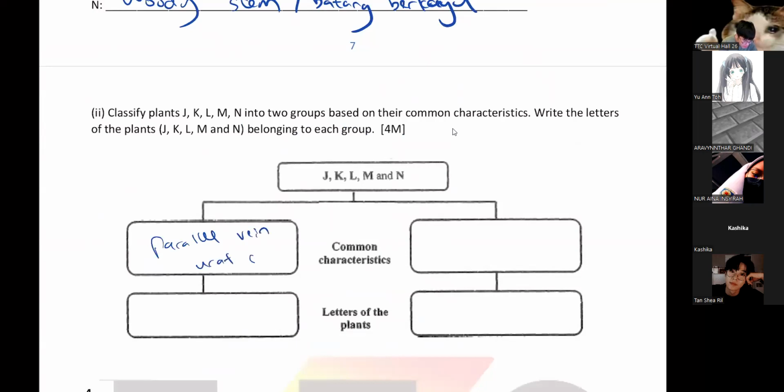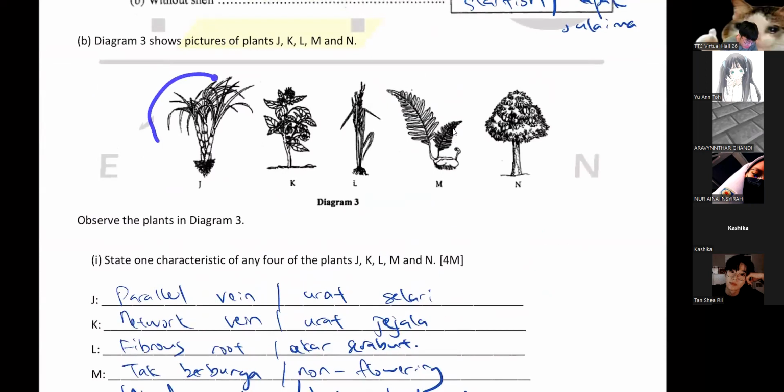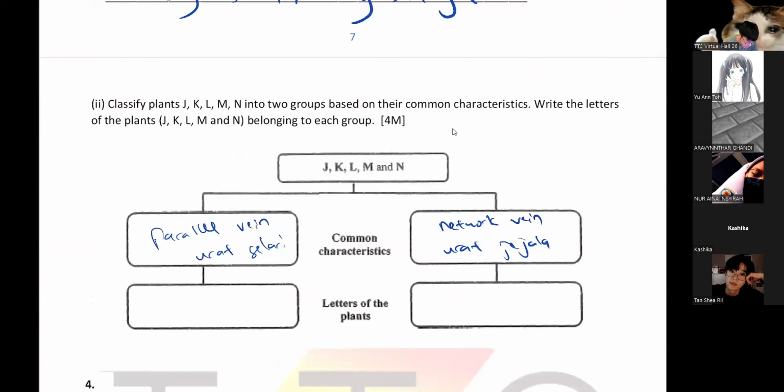Okay, urat selari. And your network vein. Okay, urat jejala. So who is parallel? This fella, J, L, and M. So J, L, M. And the network one is K and N.